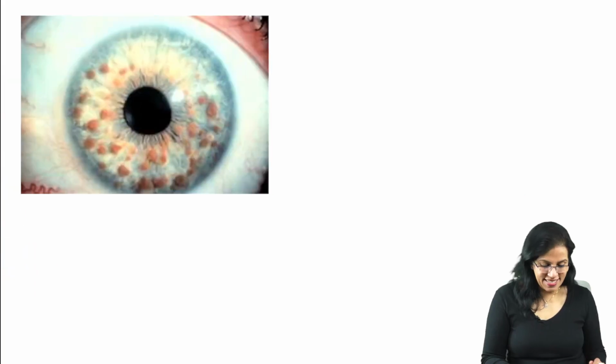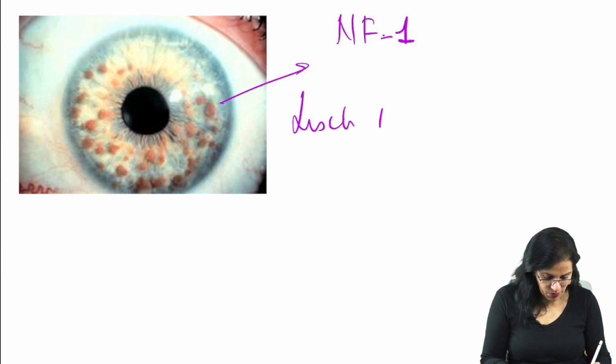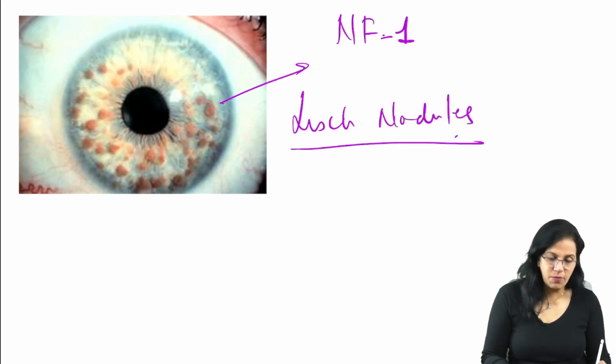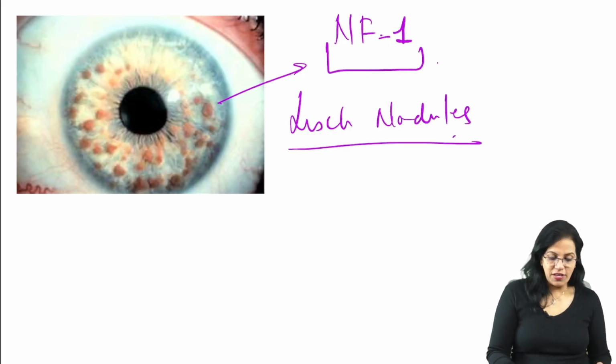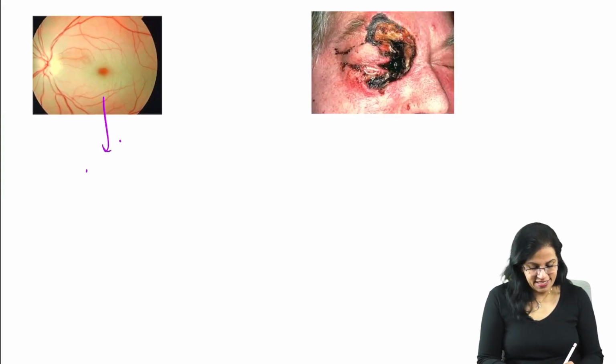So please revise it. Yes, what are these? These are the most common ocular feature of NF1. What is this? We are looking at Lisch nodules, right? Which are hyperchromic nodules. This is the most common ocular feature of NF1. We have already discussed, this is cherry red spot, right?